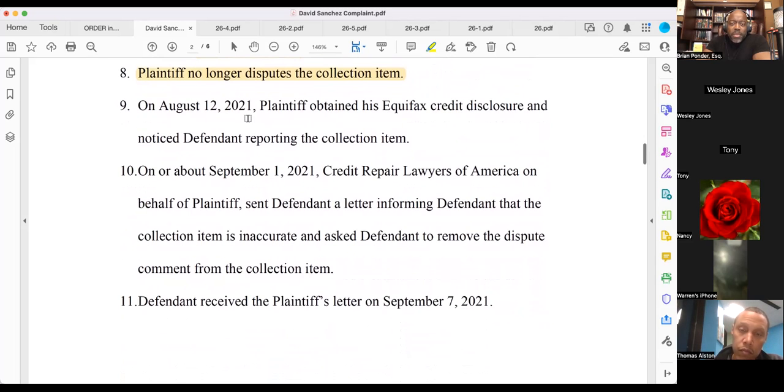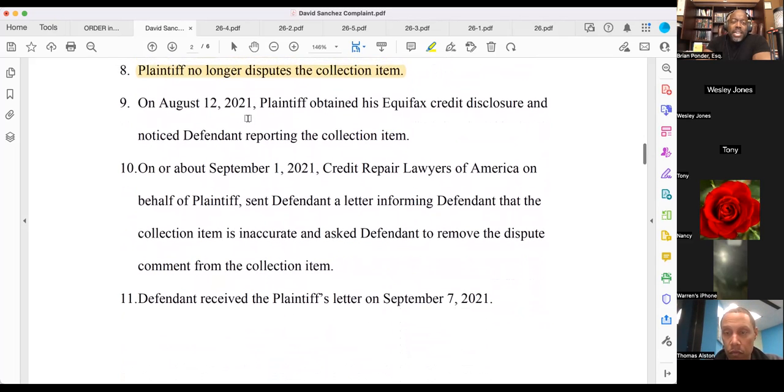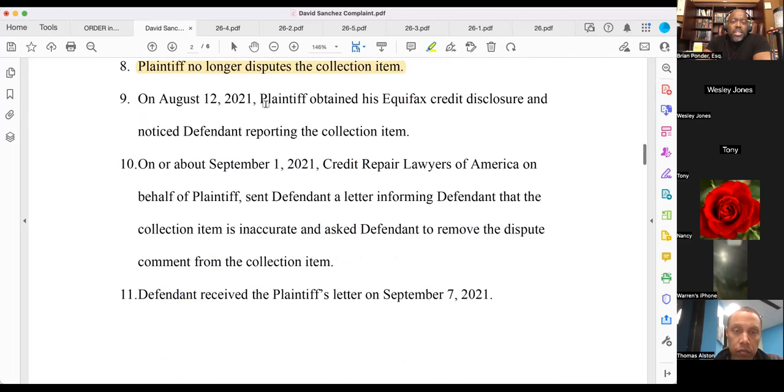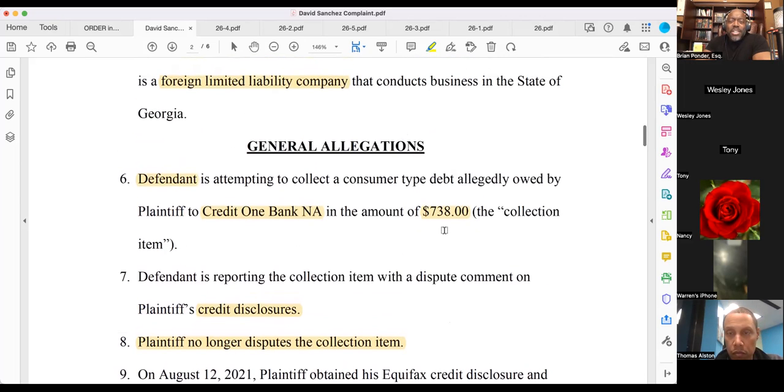Now we got some dates coming up, so maybe now they're going to get specific. But again, it'd be nice to be told chronologically what happened. On August 12th, 2021, let's see, this is November, so it's not fun. Plaintiff obtained his Equifax credit disclosure and noticed defendant reporting the collection item. Is anyone else having a hard time reading this? The collection, okay, because you didn't define the collection item. Okay, here it is. Should be a capital.